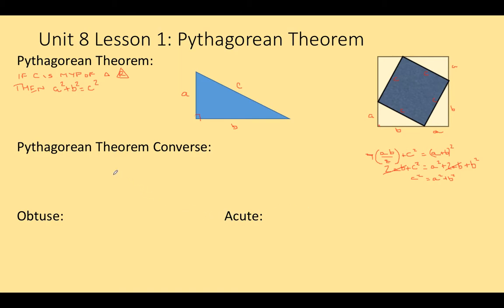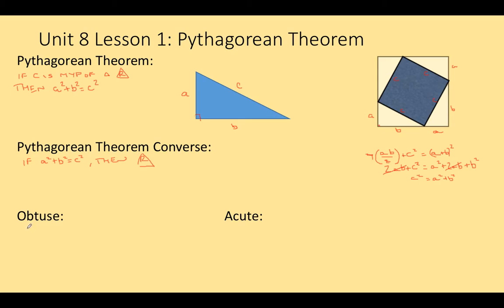All right, well, here is the converse of the Pythagorean theorem, in essence, which is, if a squared plus b squared equals c squared, then it must be a right triangle. So if I've been given the lengths of some sides and they wind up equaling, a squared plus b squared equals c squared, then I know it's a right triangle. Well, how can I use this if it's not a right triangle?